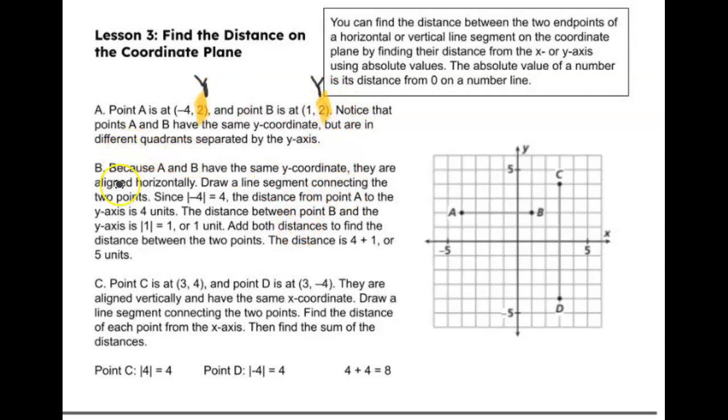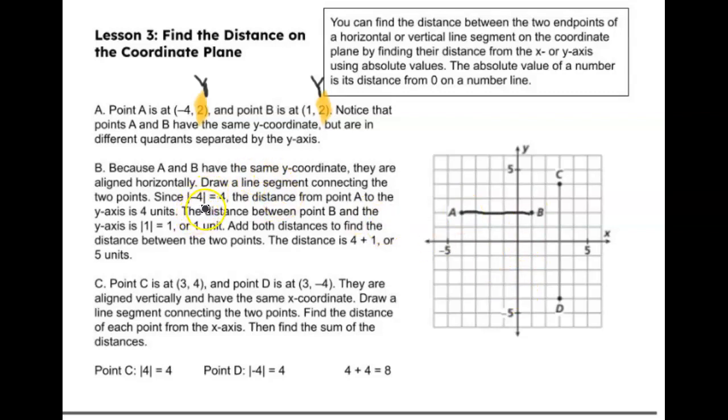So let's look down at B. Because A and B have the same y coordinate, they are aligned horizontally. So if you look, this is horizontally going this way if you see my mouse going back and forth. Draw a line segment connecting the two points. So I'm going to draw a line from A to B.